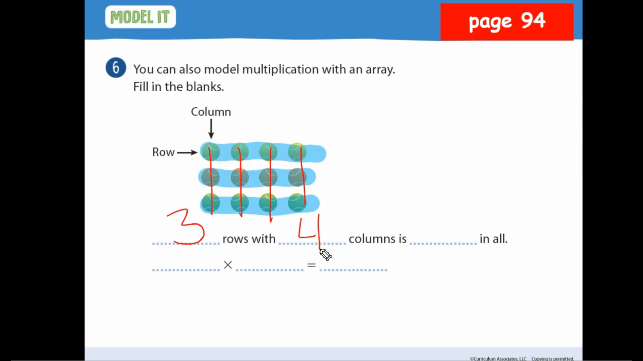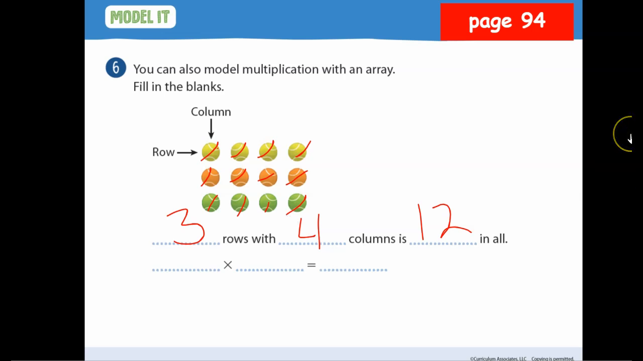So 3 rows with 4 columns is how many? What's the total? Tell me, everybody. 12. How do I know that? I can count by ones. 1, 2, 3, 4, 5, 6, 7, 8, 10, 11, 12. So what's my multiplication equation? Looks like this. How many rows again? 3 times how many columns? 4. What's the product? 12. The word product is the answer to a multiplication equation, okay?